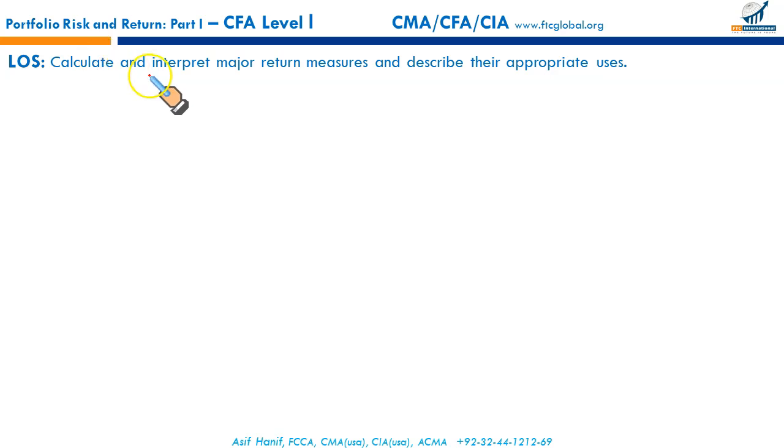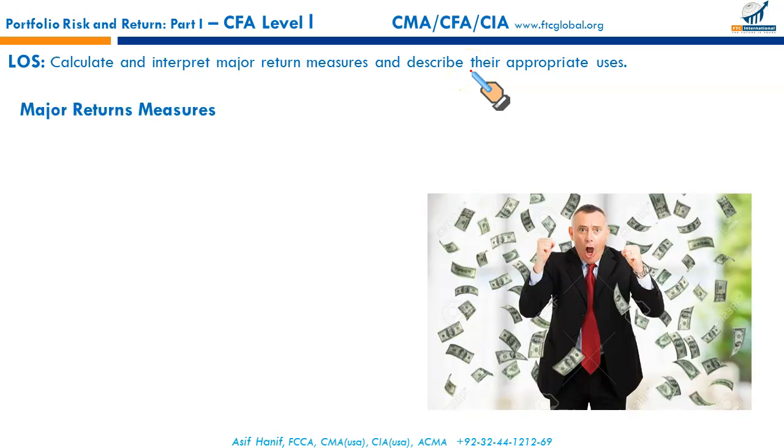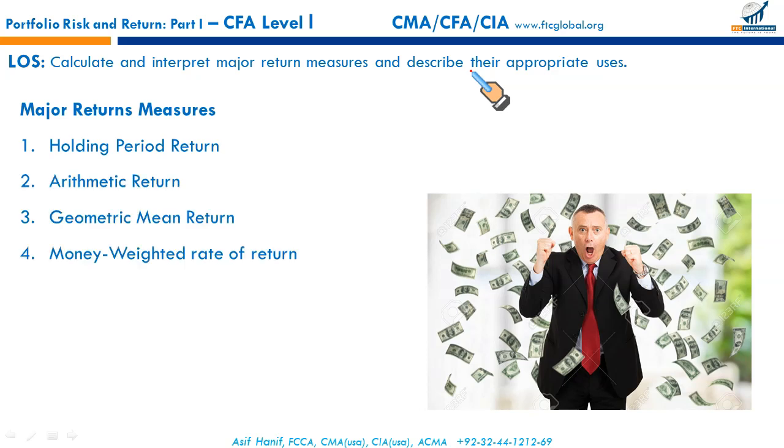First, calculate and interpret major return measures and describe their appropriate uses. So we have 6-7 measures of return: holding period return, arithmetic return, geometric, money weighted rate of return, annualized return, and then finally the portfolio return. So let us just discuss them briefly.